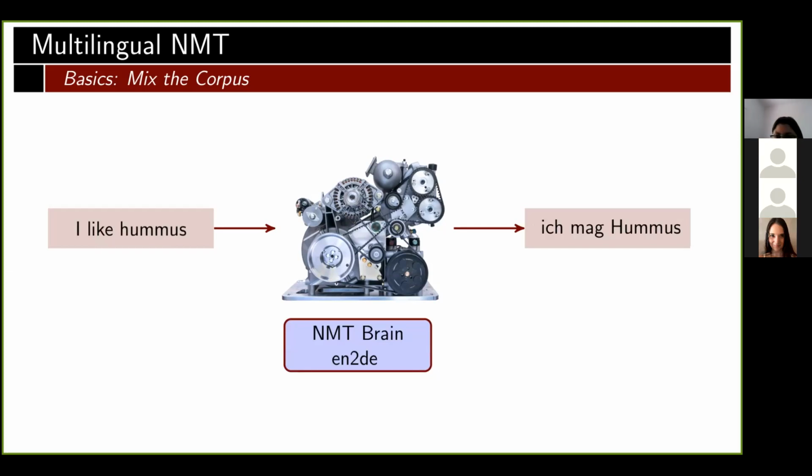I love hummus, ich mag hummus, and whatever. So this will help us train an English to German neural machine translation system. What can we do if we want to do it multilingually?